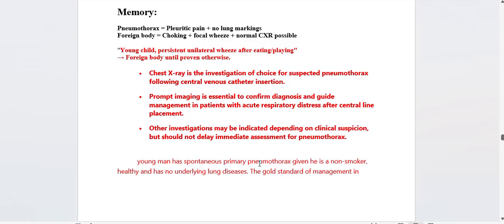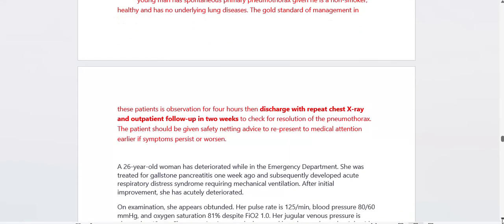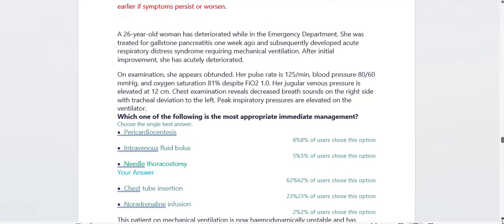The young patient has a spontaneous primary pneumothorax, given he is a non-smoker and healthy, with no underlying lung disease. The gold standard management for this patient is observation for 4 hours, then discharge, repeat chest X-ray, and outpatient follow-up in 2 weeks to check for resolution of the pneumothorax. The patient should be given safety netting advice to re-present to medical attention earlier if symptoms worsen. So everything is actually the same as we discussed.